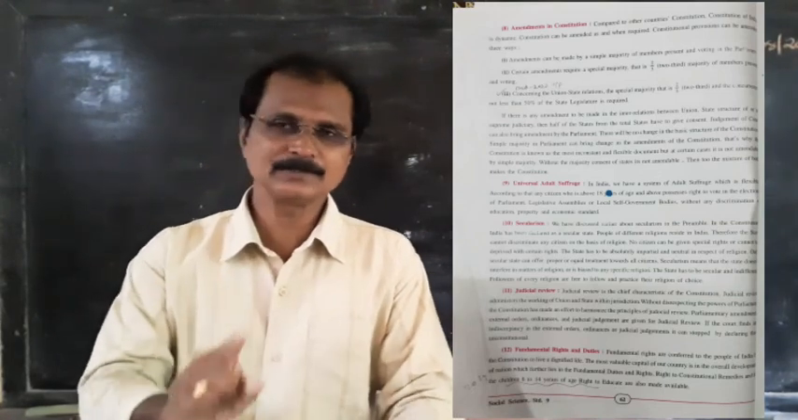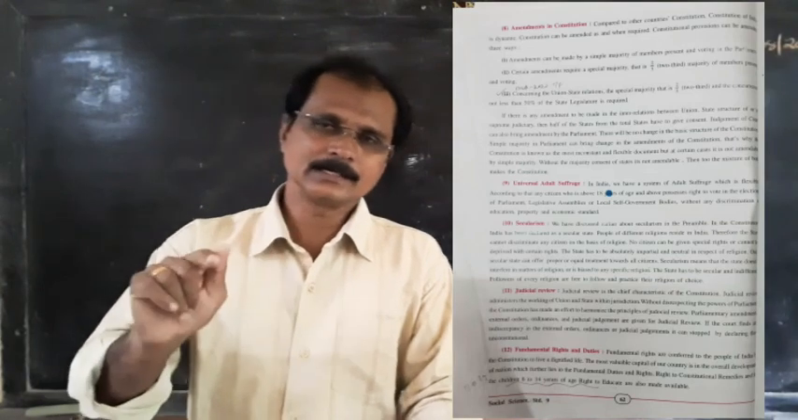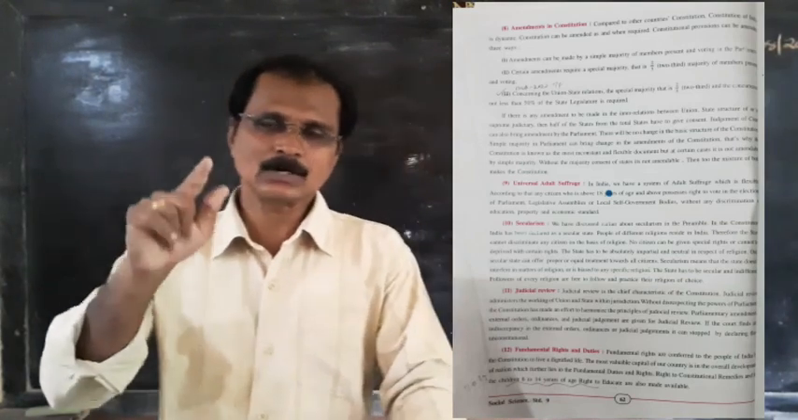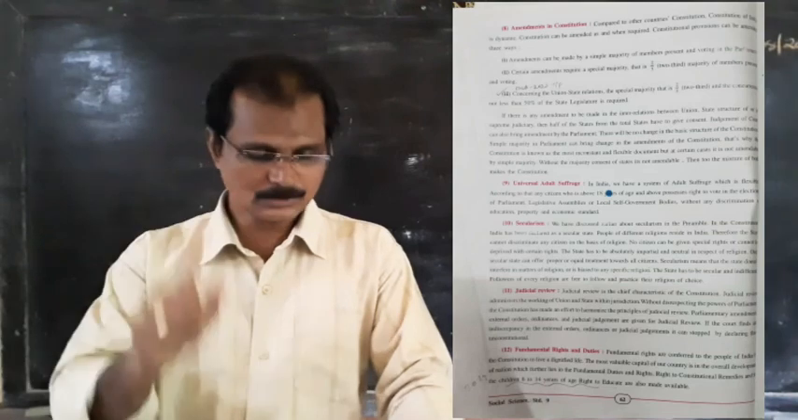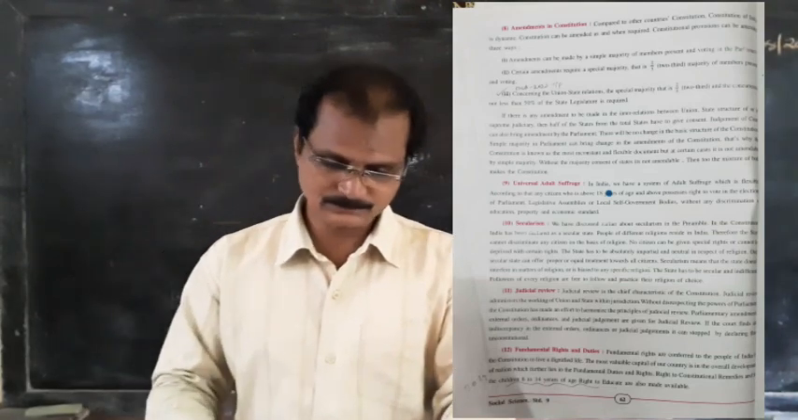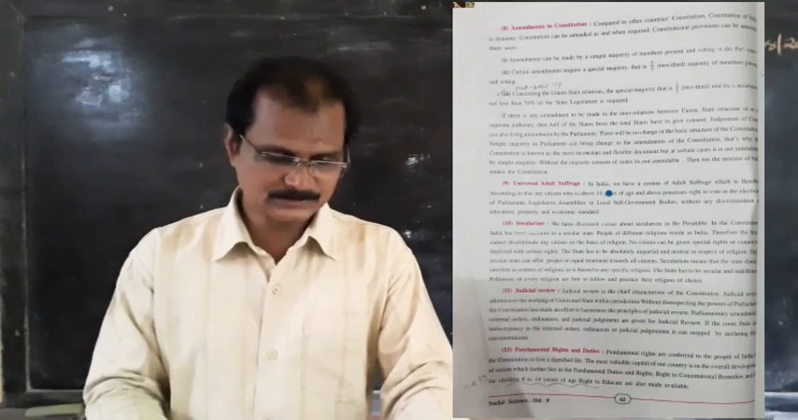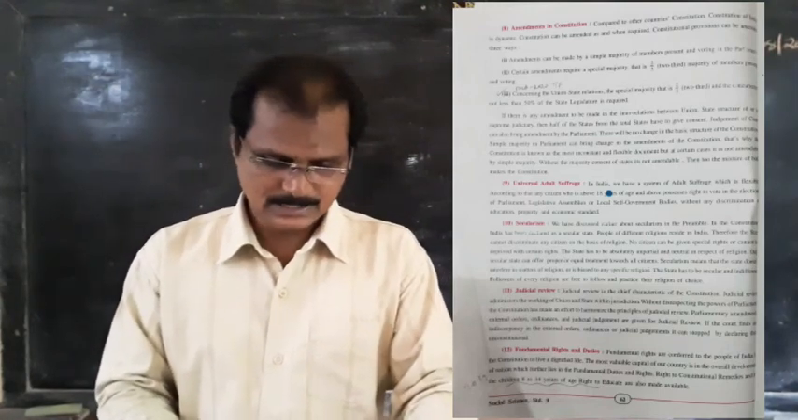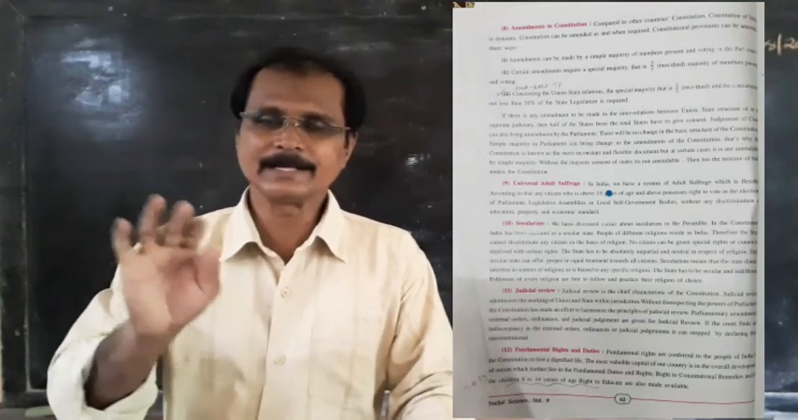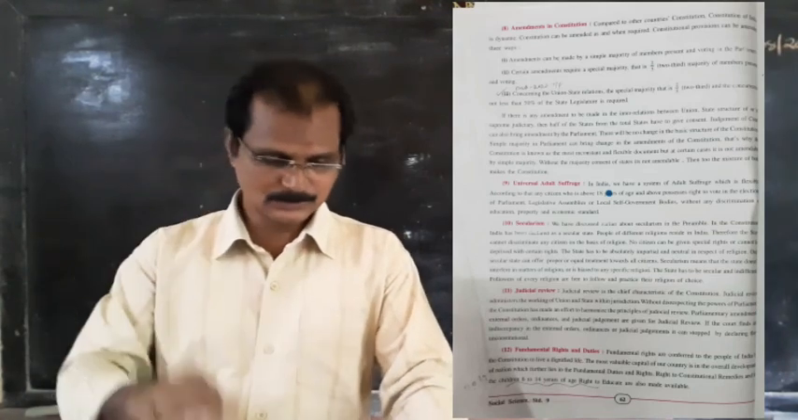Then the ninth point, universal adult suffrage. I told you earlier also, adult suffrage means a person above 18 years has the power to cast his or her vote. The 10th one is secularism. We have discussed earlier about secularism in the preamble. The Constitution declares India a secular state, and that means we are not giving any particular importance to a particular religion.